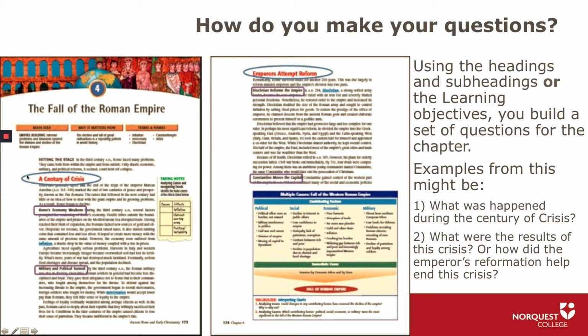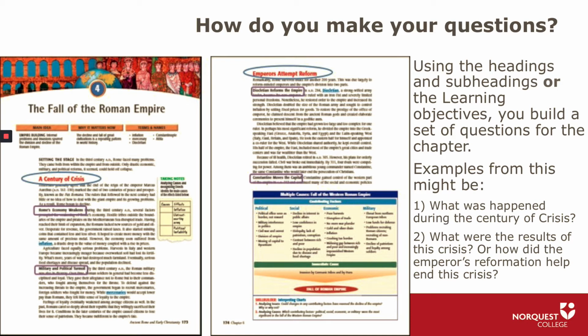So we can have a question: what was the century in crisis? What created the century in crisis? And then we can have some sub-questions of what happened to the Roman economy to help create this crisis, what was happening in the military and politics at the time, or we can ask a question about what the emperors try to do to fix this issue. Again, these questions are going to be centered around what each section is about.